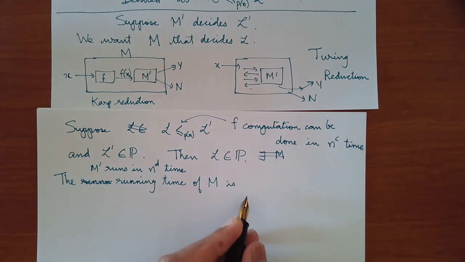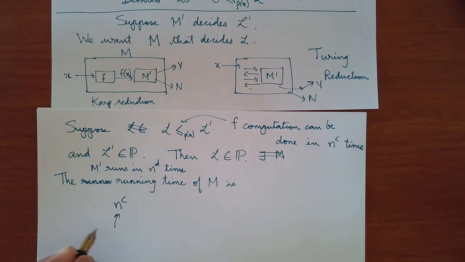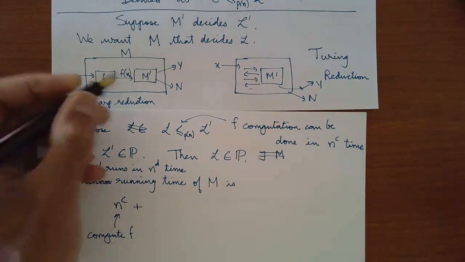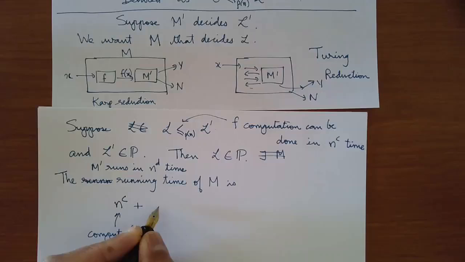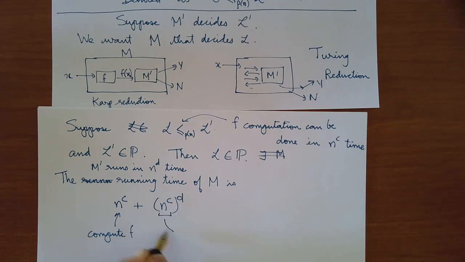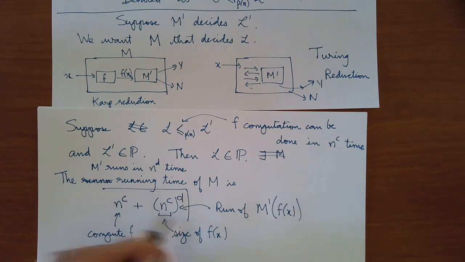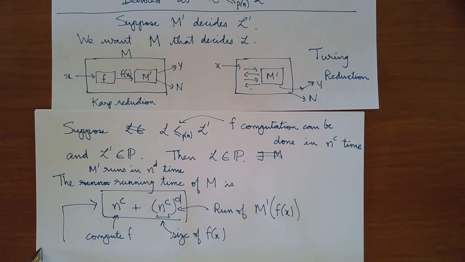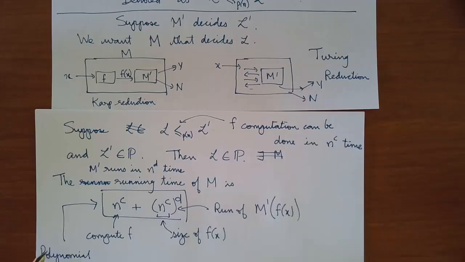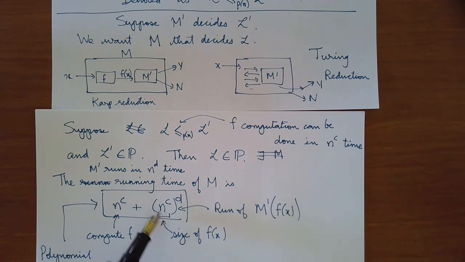So the running time of M on input of size n is n to the c, to compute f, plus the time to compute M prime, which is n to the c to the power d, because n to the c is now the size of f of x, and this is the running time of M prime on f of x. The point is this is still polynomial. This is where the closure of polynomials plays a role. When you chain reductions, everything stays polynomial because the size of what you compute stays polynomial. This is really important.